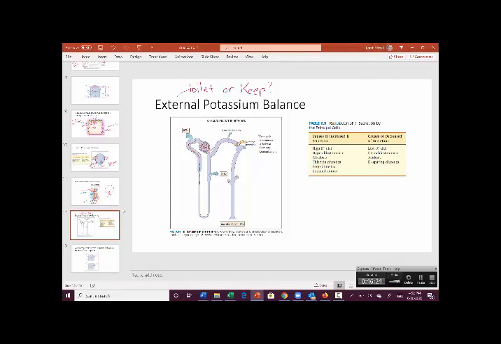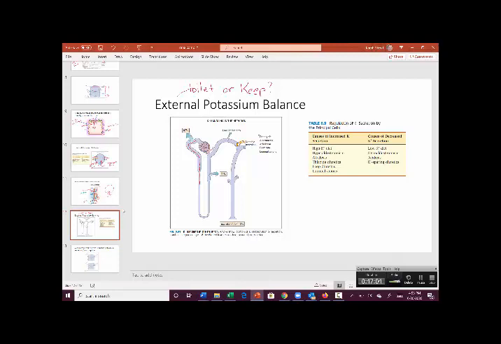So all this depends on your diet. A person is in potassium balance when excretion of potassium in their urine equals the intake of potassium in their diet. If excretion of potassium is less than intake, then a person will be in a positive potassium balance and hyperkalemia can occur. If excretion of potassium is greater than intake, then a person is in a negative potassium balance and hypokalemia can occur.